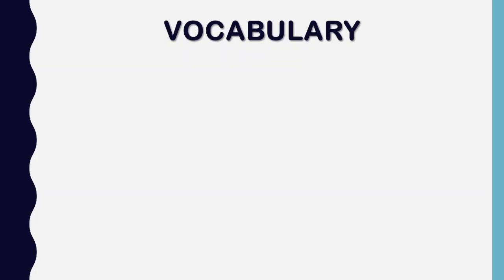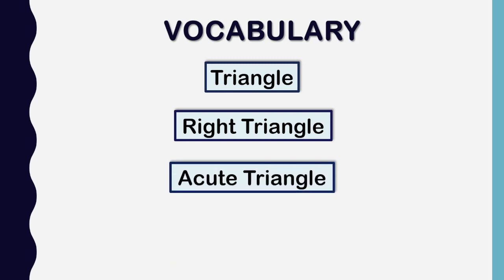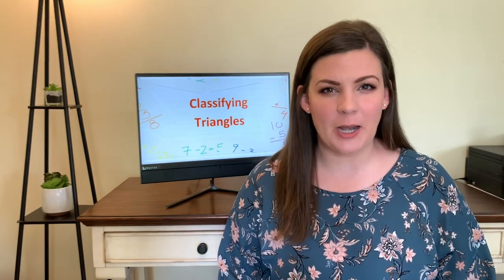The vocabulary we're going to go over today are triangle, right triangle, acute triangle, and obtuse triangle. Let's start from the very beginning.